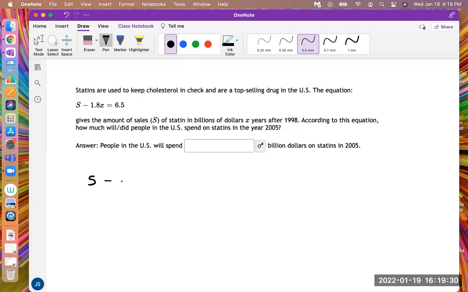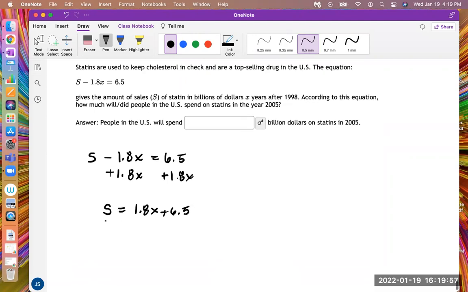It looks like this. And so I'm going to add the 1.8x on both sides of the equation. So the amount of sales in billions is equal to 1.8x plus 6.5.